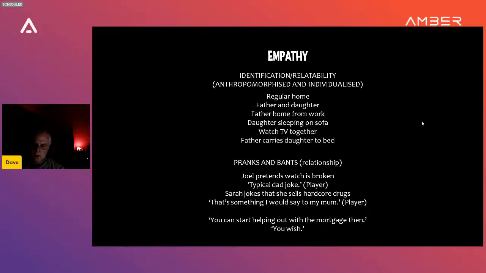Now, you've got to think about this empathy also not just happening between pretend people and the real people, but also we're going to be perceiving the empathy between those pretend people as characters as well. We'll see why that's important in a minute, but that makes them more empathetic to us. So we see their pranks and banter, we get a sense of their relationship. Joel pretends his watch is broken. Listen to your players. One player says that's a typical dad joke. Sarah jokes that she sells hardcore drugs. One player remarked, that's something I would say to my mum. And then they're joking about the mortgage as well. So you can straight away, just seconds in, hear that players are beginning to bond, to relate to and identify with these two characters.